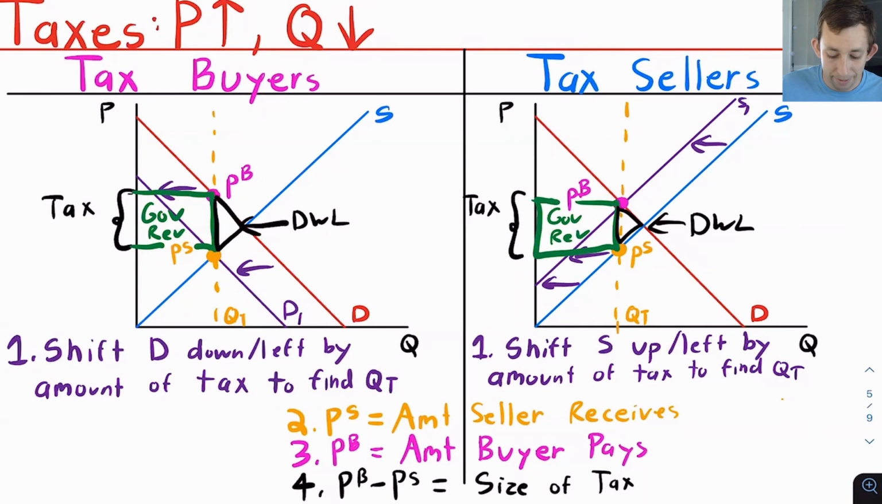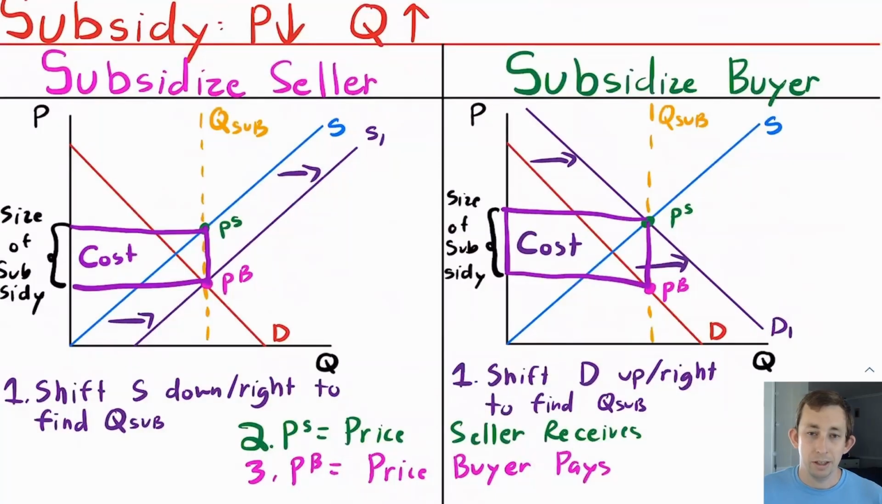This is going to work the same exact way. You'll get the same exact numbers if you shifted the supply curve instead of the demand curve. On the other hand, you could also do a subsidy. A subsidy is when the government is trying to encourage more goods to be bought and sold in the market. Once again, you can do the same thing by subsidizing the seller or the buyer.